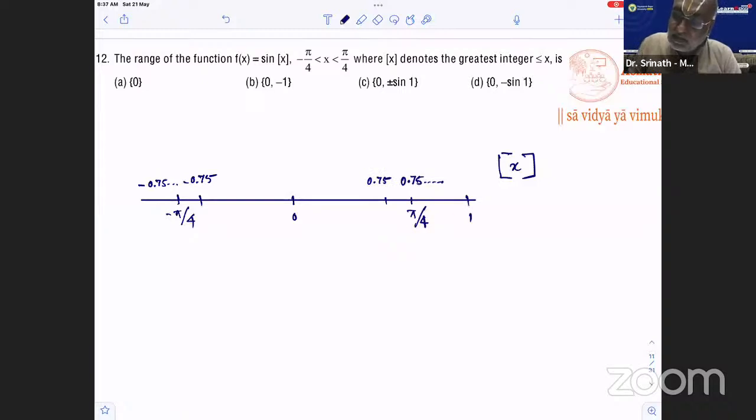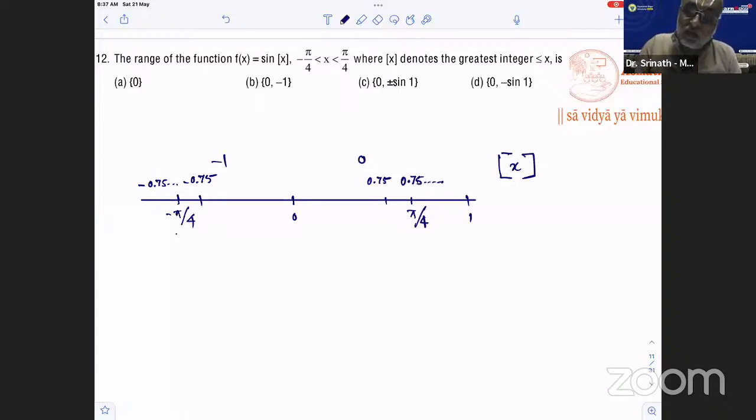You know that if it is less than 1, the greatest integer function value will become 0. At 0 also it is 0. Between minus pi by 4 and 0, its value will become minus 1. I hope you are convinced. Once again, I repeat: between 0 and 1, the greatest integer value will be 0. Between minus 1 and 0, the greatest integer value will be minus 1.